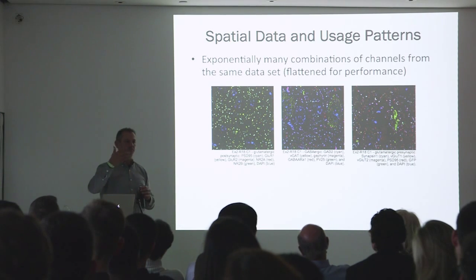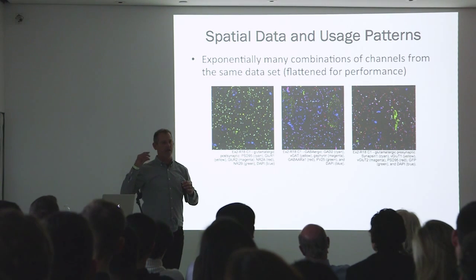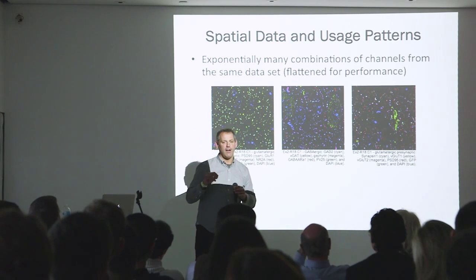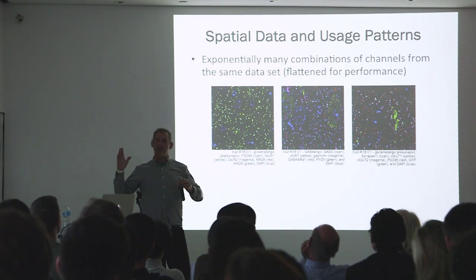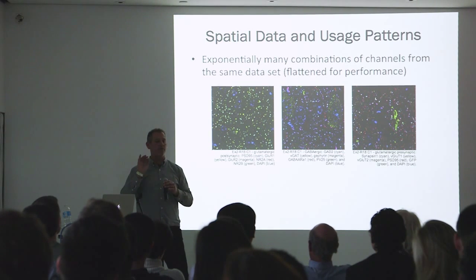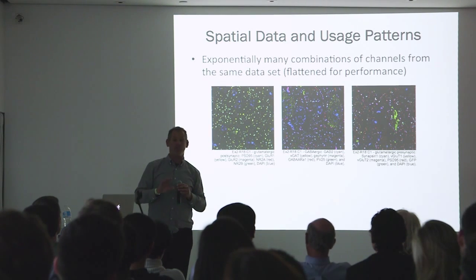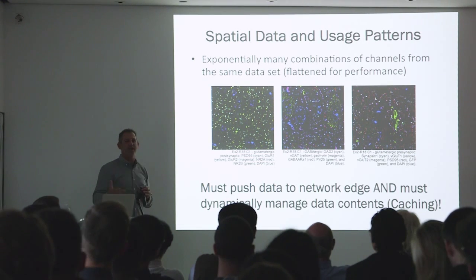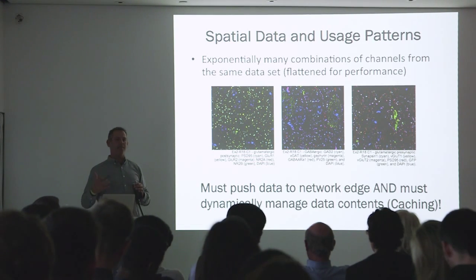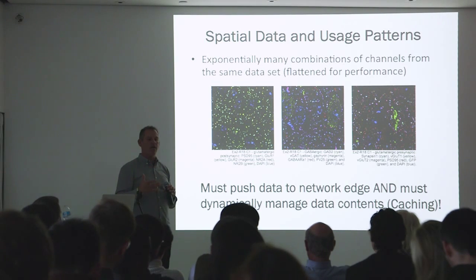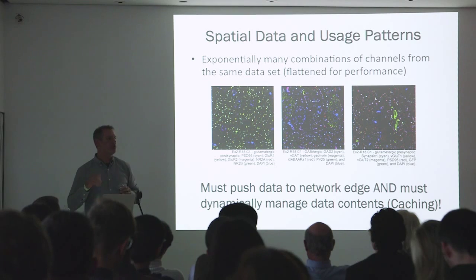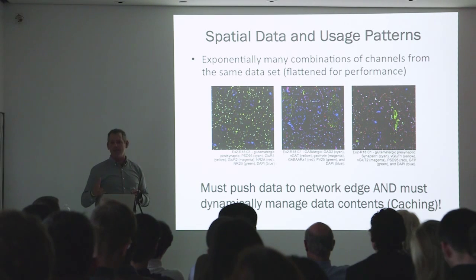And we also flatten them for performance dynamically. We don't send each channel independently. When you get a view of these data, we're going to take all the data and combine them into an image, false color it, and produce it so that we send less data as well. And so we conclude that not only do we have to push data to the network edge, but we've got to dynamically manage the data that's getting put there. And that means caching, and it means application-specific caching. And so here is where the data wrangling part comes.